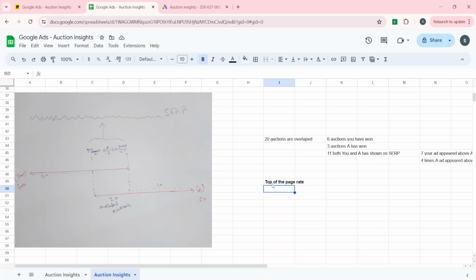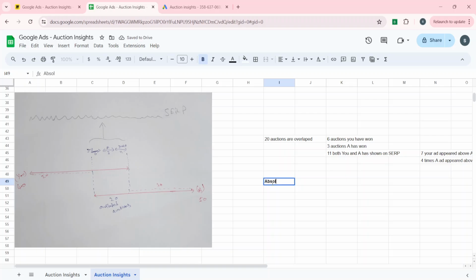So out of 100 auctions, your ad has appeared 20 times above the organic results. That means your percentage of top of the page rate will be 20%. So this is very simple. Okay, this is very straightforward. And next is the absolute top of the page rate.